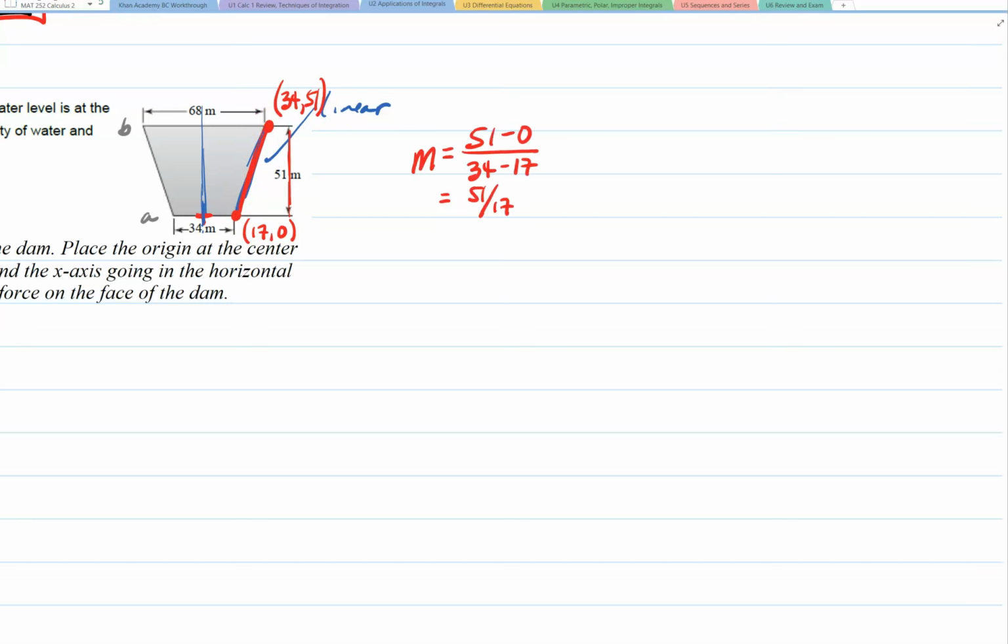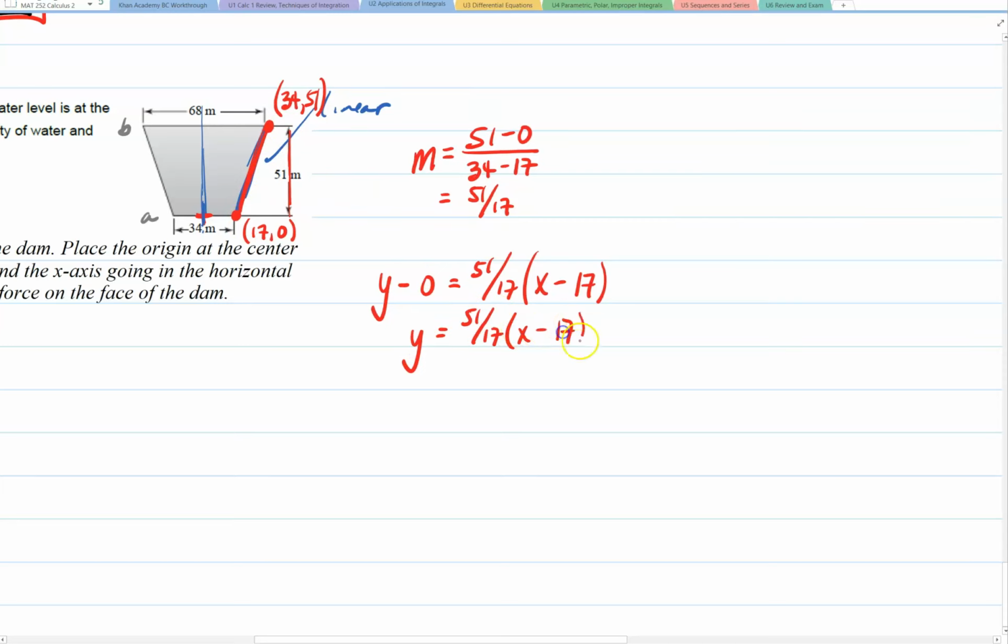A quick calculation of slope indicates that the difference in the y's and the difference in the x's produces 51/17. And then we can use our point slope formula by choosing just one y value and the slope. So we'll go with 51/17 times x minus the associated x value, minus 17. This to me looks like the equation for this wall face is y equals 51/17 times x minus 17. If we distribute, then what's that become? 51/17 x minus 51. So we've got a nice equation that represents the wall of the dam.